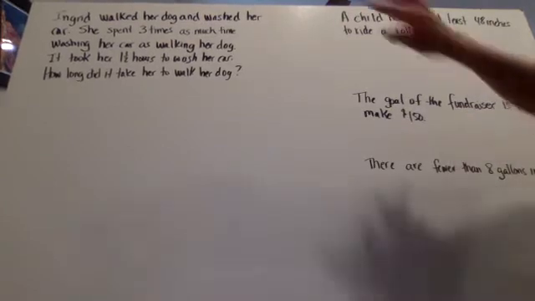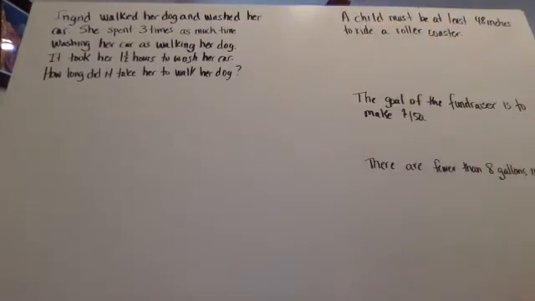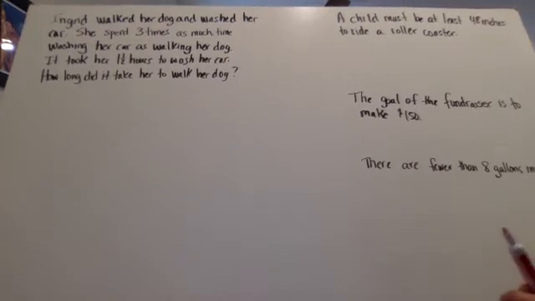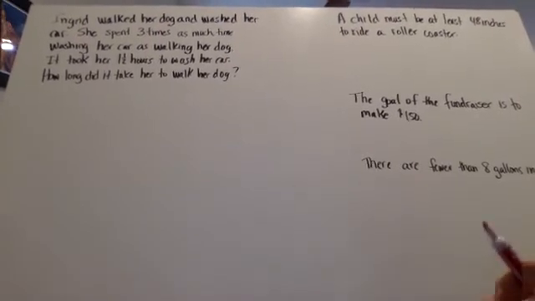Here's the word problem. Ingrid walked her dog and washed her car. She spent 3 times as much time washing her car as walking her dog. It took her 1.5 hours to wash her car, and the question is, how long did it take her then to walk her dog? So let's take a look at the words here. What are some key phrases I should be circling and putting my attention to?